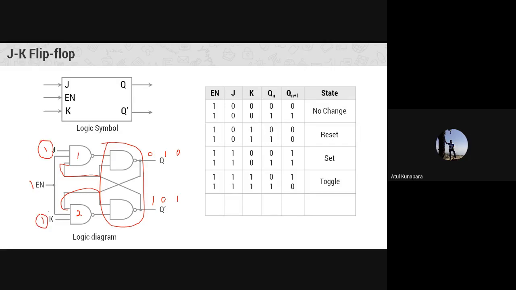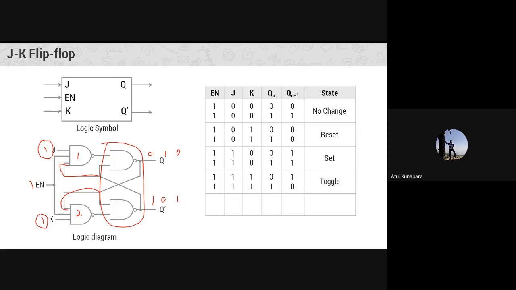So whenever J and K are both given equal to 1, your output will not have an invalid case, right? In the previous case, the RS flip-flop, when you were giving R and S both equal to 1 1, that was an invalid state, or it was giving the output state as invalid. But here it is not that case.